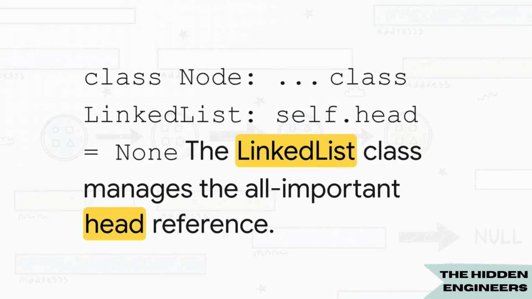So in Python, we use classes. The Node class holds our data and next, and it's initialized to None, which is just Python's way of saying null. The LinkedList class acts as a kind of manager for the whole thing, and its only job at the start is to hold on to that all-important head reference.